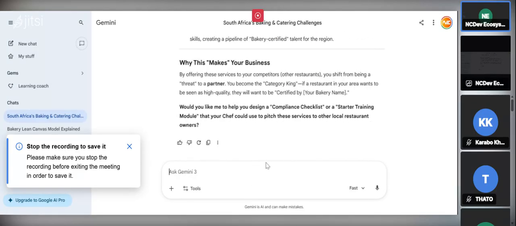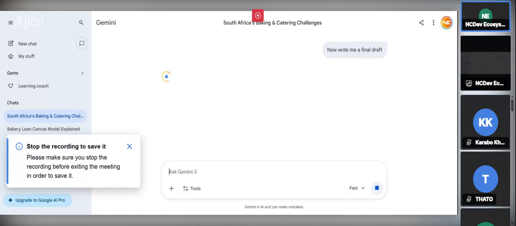Okay, so I don't see it. So you see already it's not giving me the full one. So now I need to iterate and ask it: now write me a final draft. Let us just see what it comes up with.